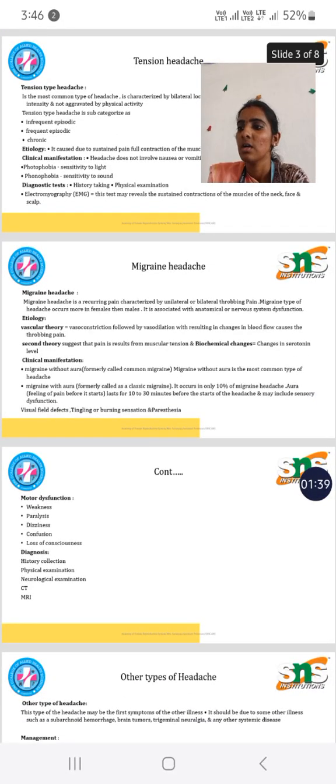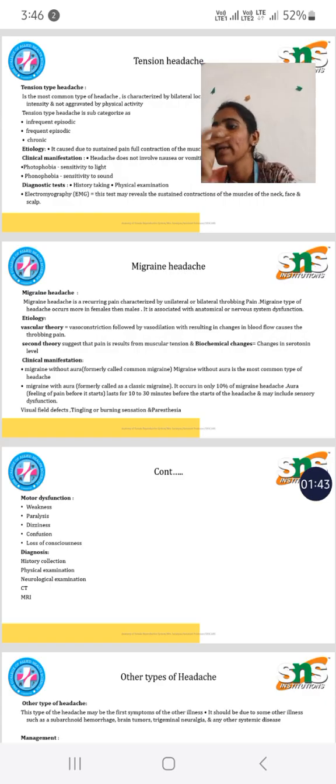Another one is migraine headache. Migraine headache is recurring pain characterized by unilateral or bilateral throbbing pain. Migraine occurs more in females than in males. It is associated with anatomical or nervous system dysfunctions.